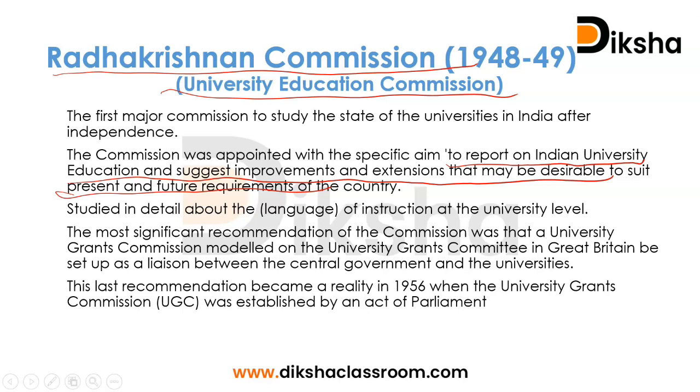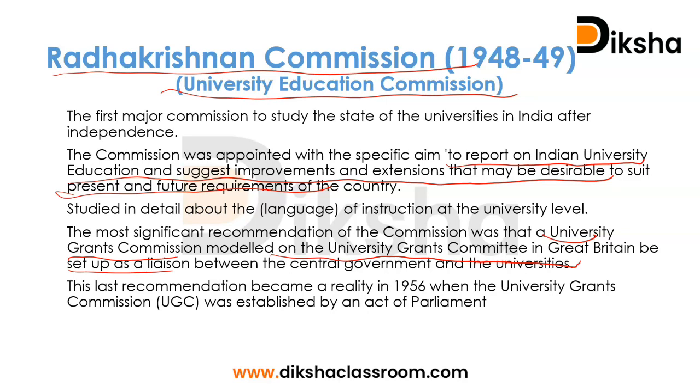One of the most significant recommendations of the Radhakrishnan Commission was the establishment of a University Grants Commission, known today as UGC, based on the model of the University Grants Committee in Great Britain. At that time, to control the university system and ensure that universities deliver good education, Britain had a University Grants Committee. The Radhakrishnan Commission studied that and recommended that India should establish a University Grants Commission. That was a major recommendation to the government of India for ensuring quality education in the higher education system.